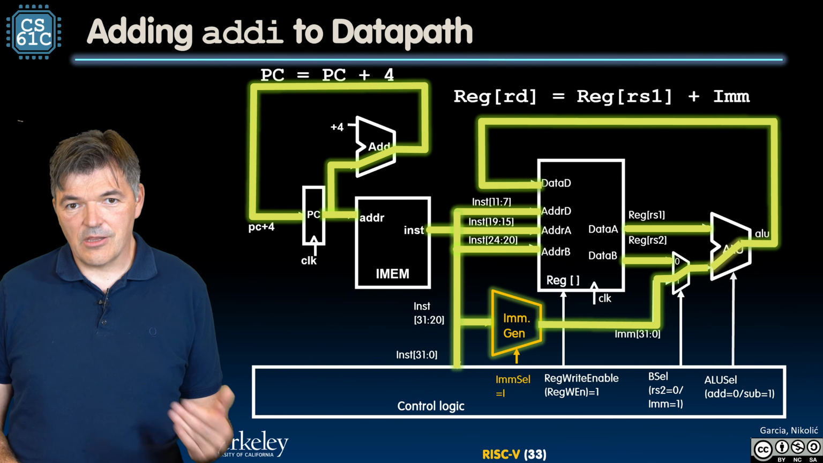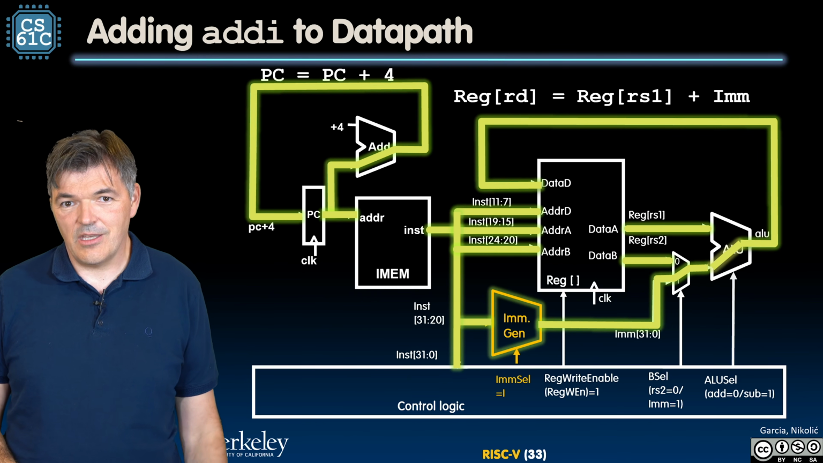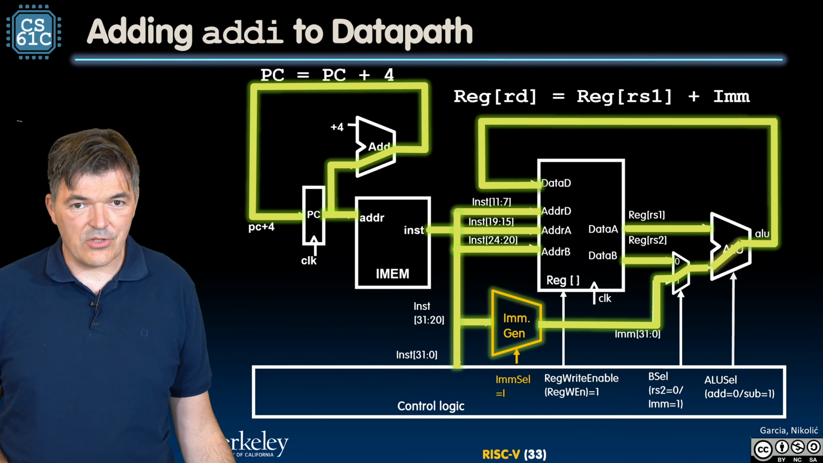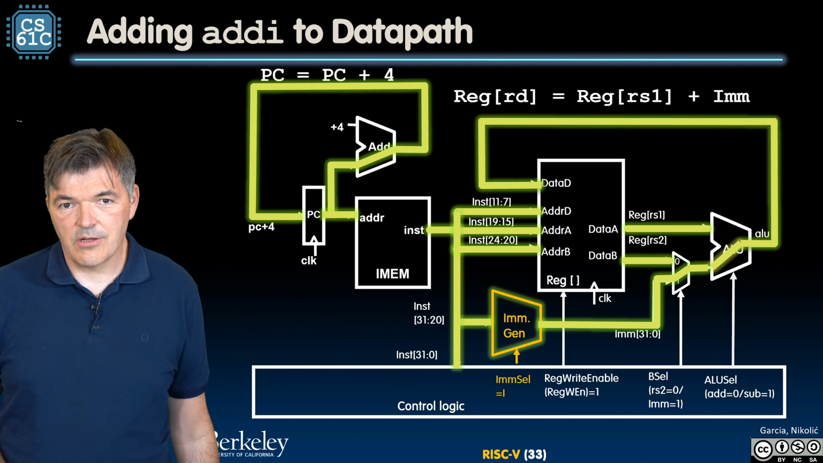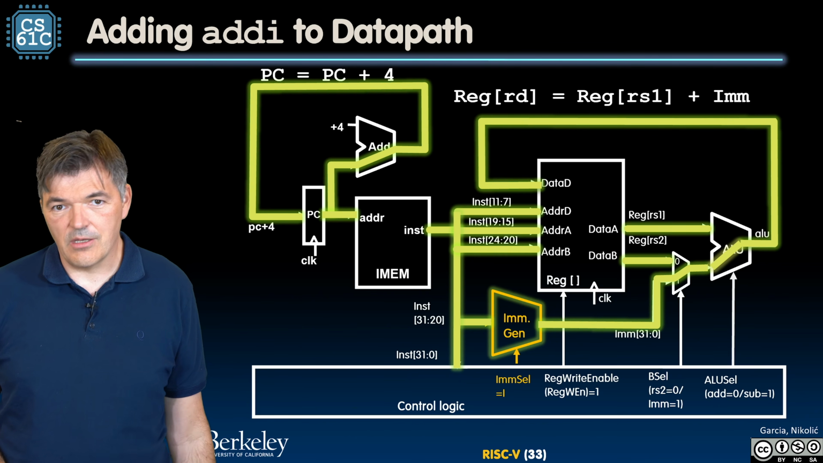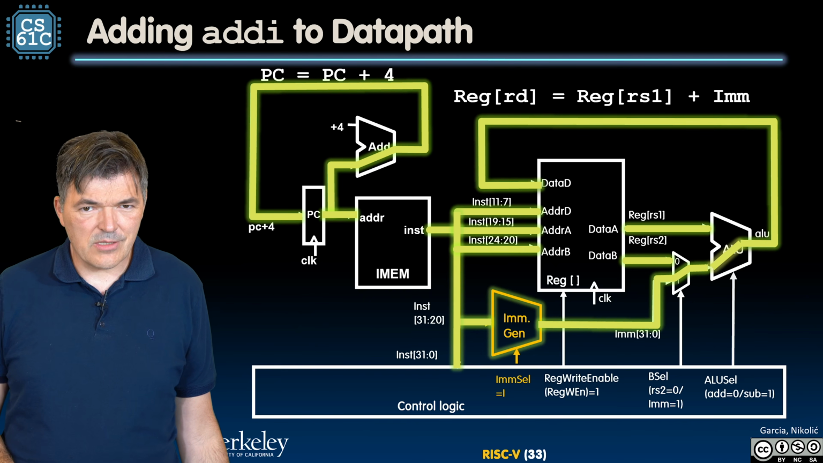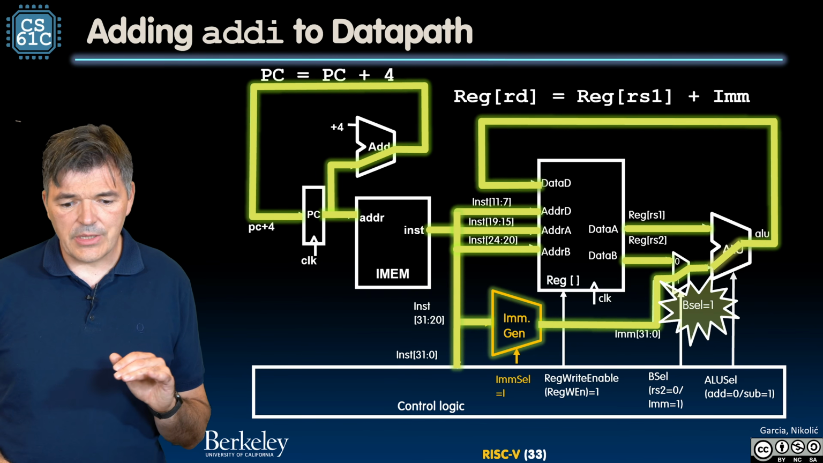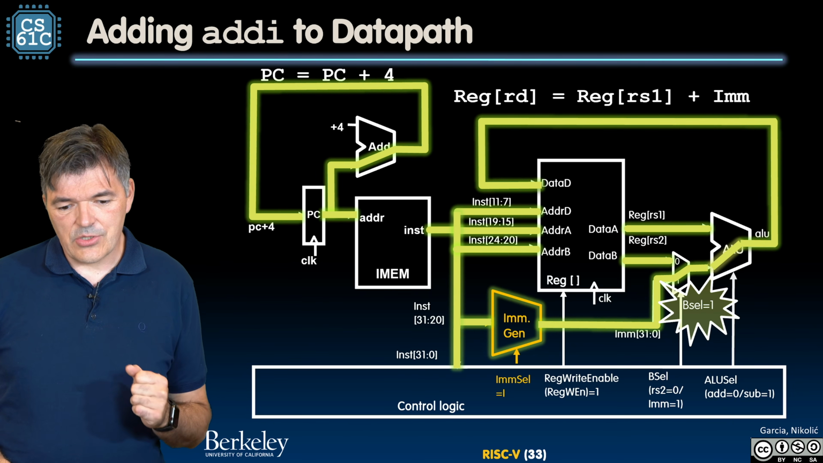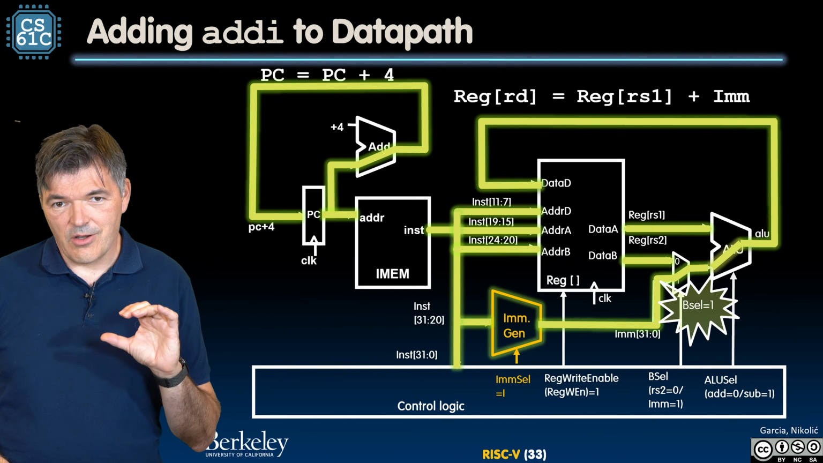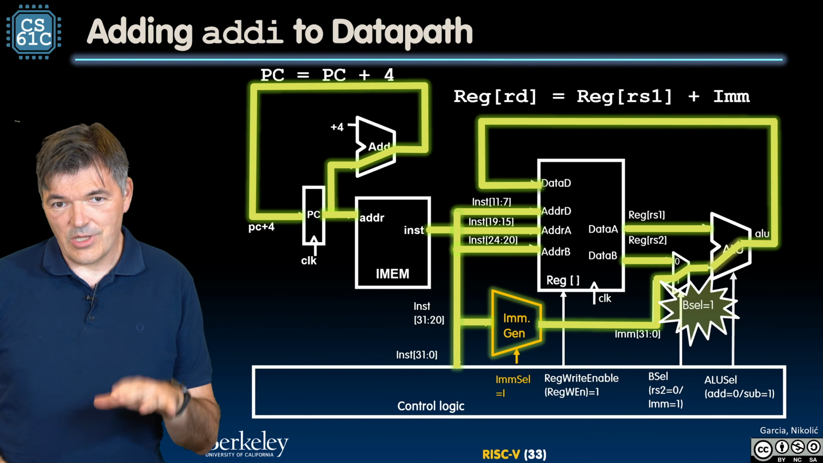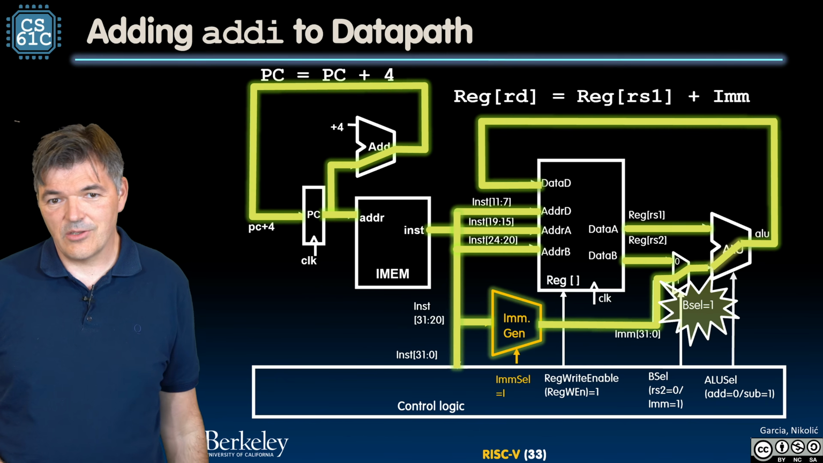On the next clock tick, we are going to write that new value, new state, into the destination register RD together with updating the program counter. And that's it. This is the support for the immediates. Just one more thing here. The key thing is we have to have BSel set to 1.